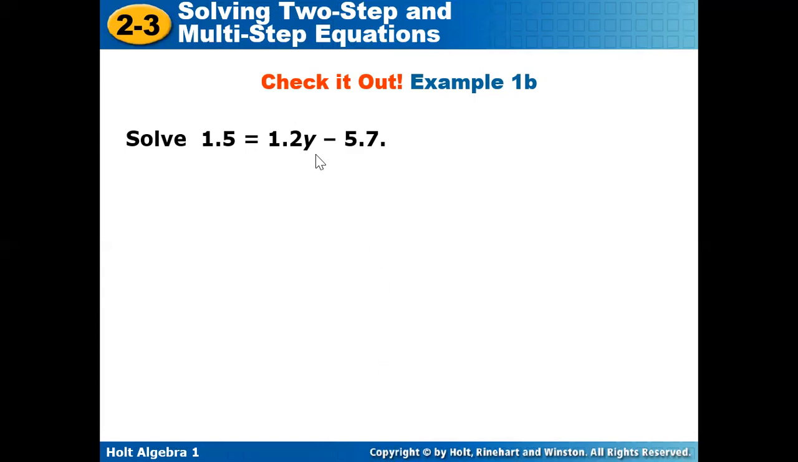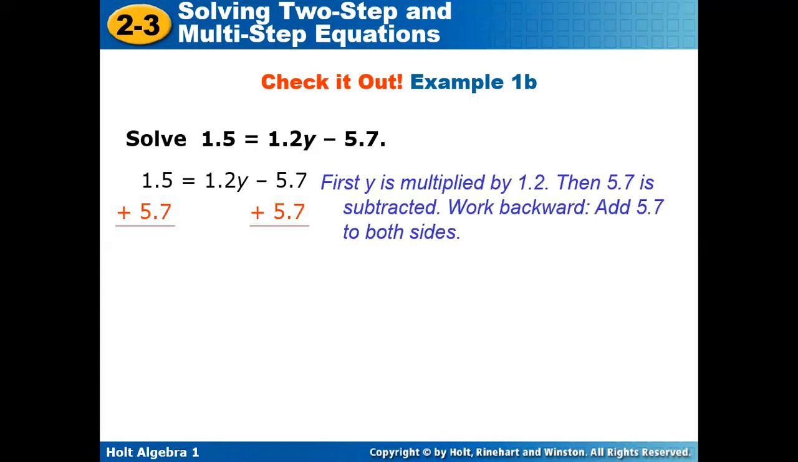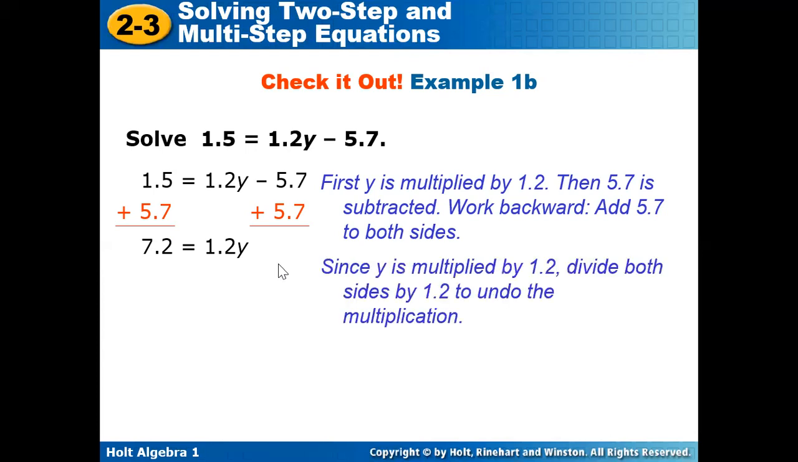So in this case, we are multiplying y by 1.2, and then we are subtracting 5.7. All right, so we're going to get rid of the 5.7 first because we do whatever is attached to the variable last. We're subtracting 5.7, so we're going to add 5.7 to both sides, giving us 7.2 is equal to 1.2y, 1.2 times y. Opposite operation of multiplication is division. So we're going to divide both sides by 1.2, giving us 6 as our answer.